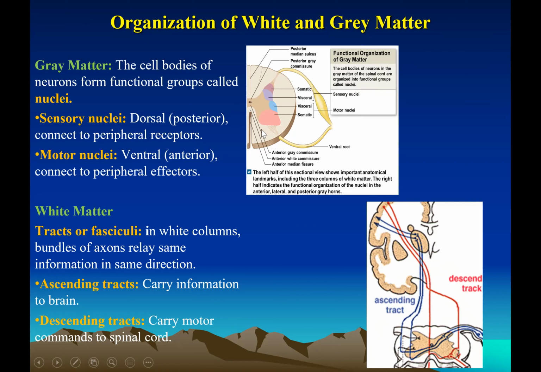How is the white matter organized? The axons are arranged in bundles or tracts called fasciculi. They are found in white columns, bundles of axons that carry the same information. The information that's going up to the brain is called an ascending tract. And then there will be interneurons bringing back the command or the efferent signals by the descending tract. They carry motor commands down the spinal cord.